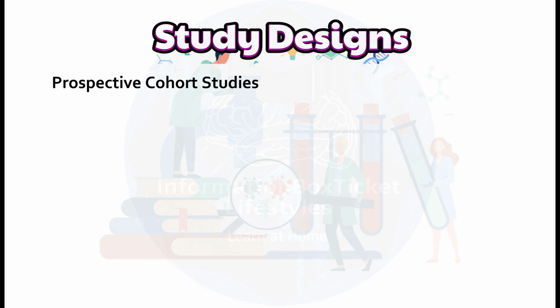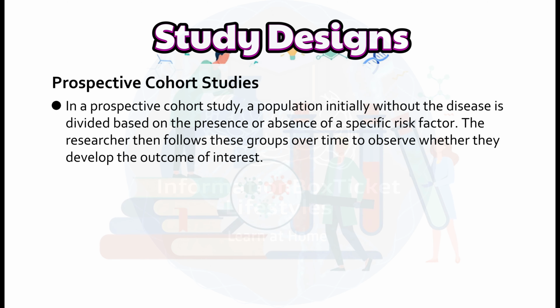Prospective cohort studies. In a prospective cohort study, a population initially without the disease is divided based on the presence or absence of a specific risk factor. The researcher then follows these groups over time to observe whether they develop the outcome of interest.